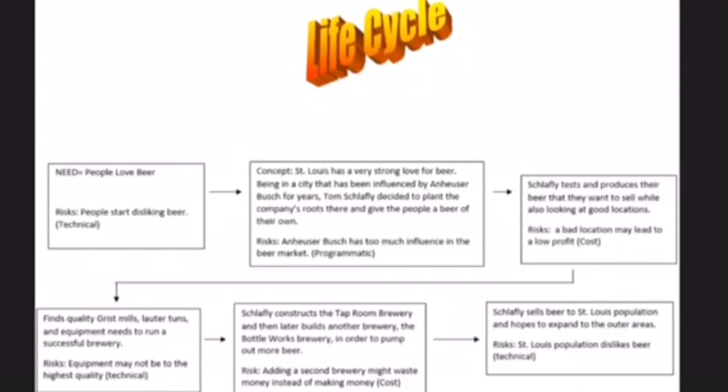Here is a diagram showing the life cycle of Schlafly beer. For over 2 decades, Schlafly has matured greatly since its beginnings in 1991. There are 6 steps to the brewery's life cycle. However, there is no retirement stage in their cycle due to the fact that Schlafly beer has been very successful in providing beer to its followers.